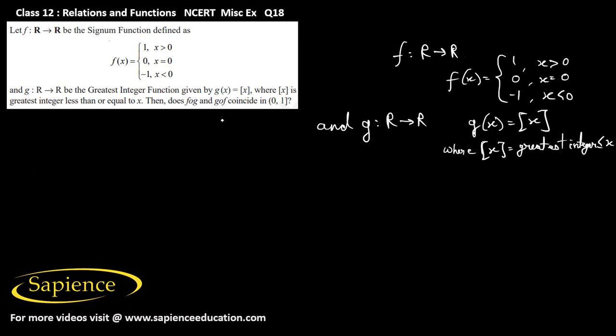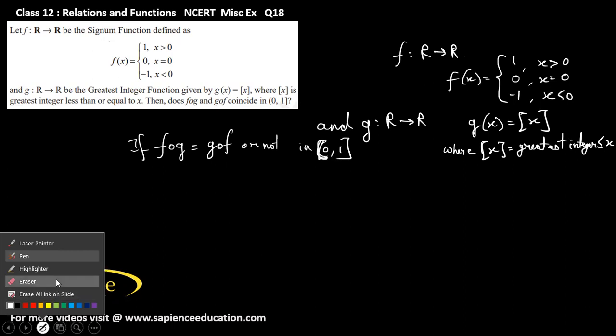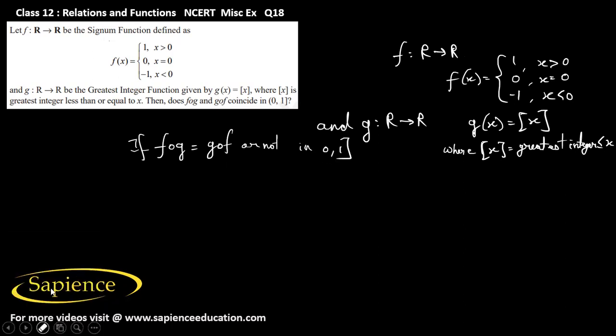Then we have to find if the composite functions f of g and g of f coincide in the interval 0 to 1. So we have to find if f of g is equal to g of f or not in the interval, open interval 0 to closed interval 1. So it is a semi-closed interval actually. It is from 0 to 1, 1 is included and 0 is excluded.